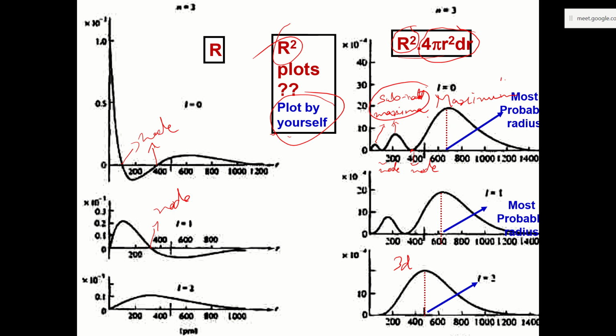ओके, so most probable radius तो हमें निकल गया. So ये एक, the presence of subnodal maxima is very important when we discuss the energy of the orbitals in multi-electronic systems, right? So presence of subnodal maxima affects the energy. How and why, you will try to understand that later on.